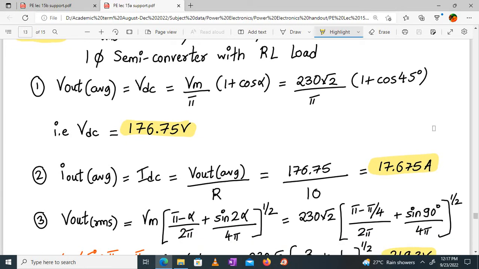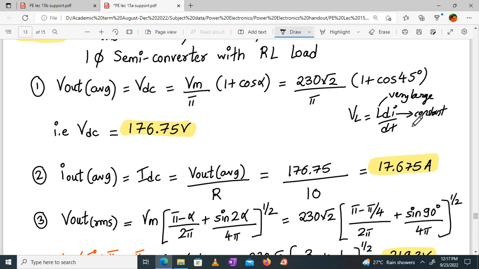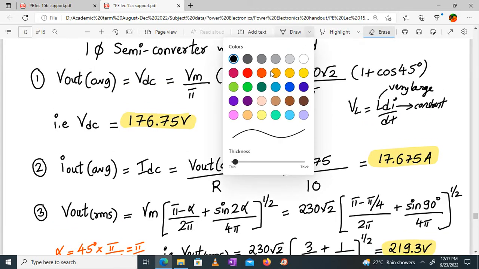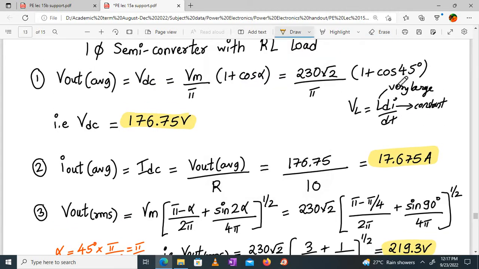Current flowing to the load is constant, right? So that means what? VL will be L di by dt. L is very large and I is constant. What is the derivative of a constant? 0, right? So VL is 0. Average energy stored across the inductor is also a constant. So is I out average coming out to be 17 point something?